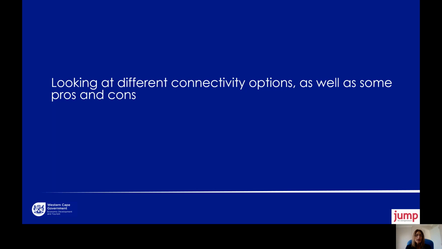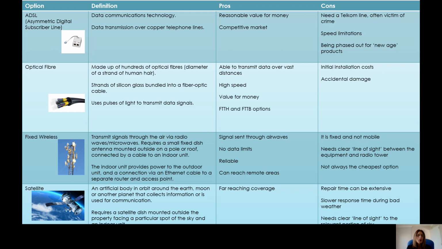Okay, so let's have a look at the different connectivity options and some pros and cons. You may already have chosen an option, you may be looking at an option, or you may be wanting to review your current option. So let's have a look at sort of the most popular. And that is your ADSL, one of them, your asymmetric digital subscriber line. And that obviously is a data communications technology, and it transmits data over copper telephone lines.